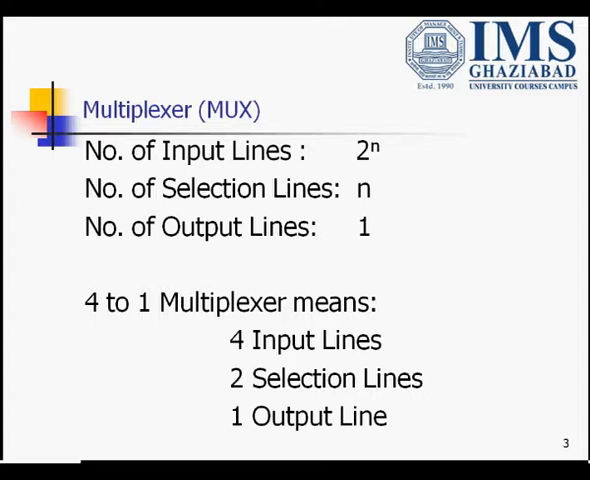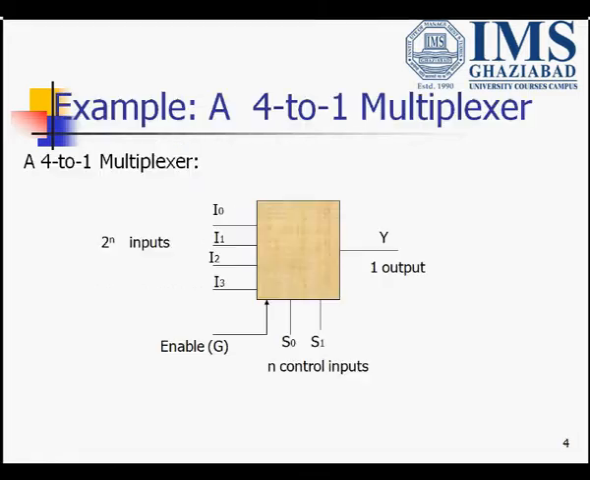We have 4 to 1 multiplexer, 8 to 1 multiplexer, 16 to 1 multiplexer. Say I am having a 4 to 1 multiplexer. That means this multiplexer is having 4 input lines, 2 selection lines and 1 output line. Similarly, if I have 8 to 1 multiplexer, I would be having 8 input lines, 3 selection lines to select one of the 8 inputs and 1 output line.